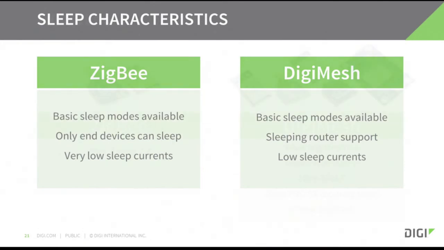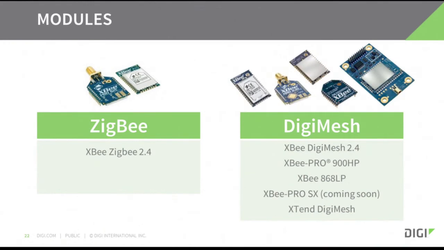As far as the hardware that's available for each one, with ZigBee we have two form factors available: both a through-hole module for a socketed approach, and a surface mount for higher volume manufacturing, or maybe high vibration environments where a soldered down approach is more applicable. So that's available in 2.4 gigahertz only.